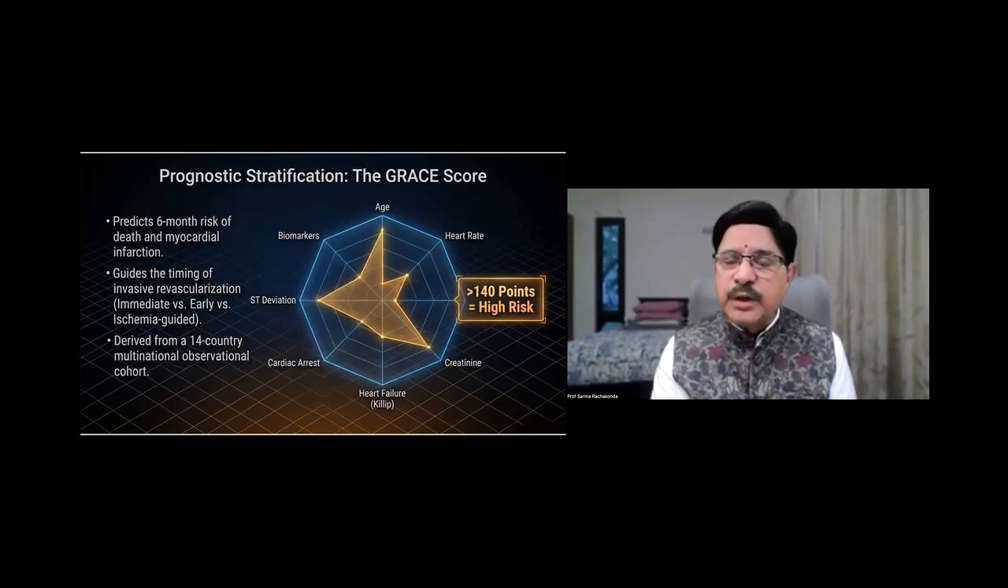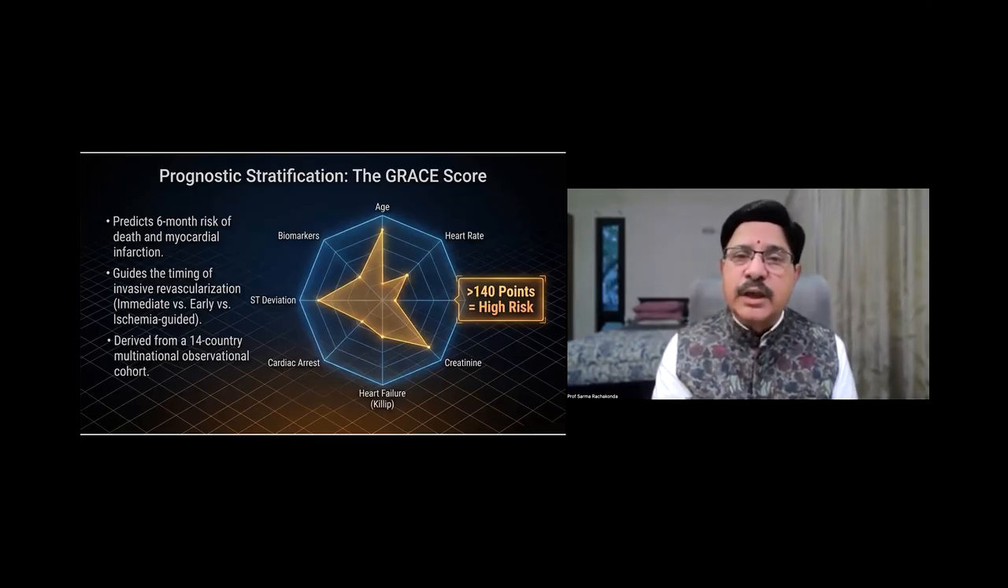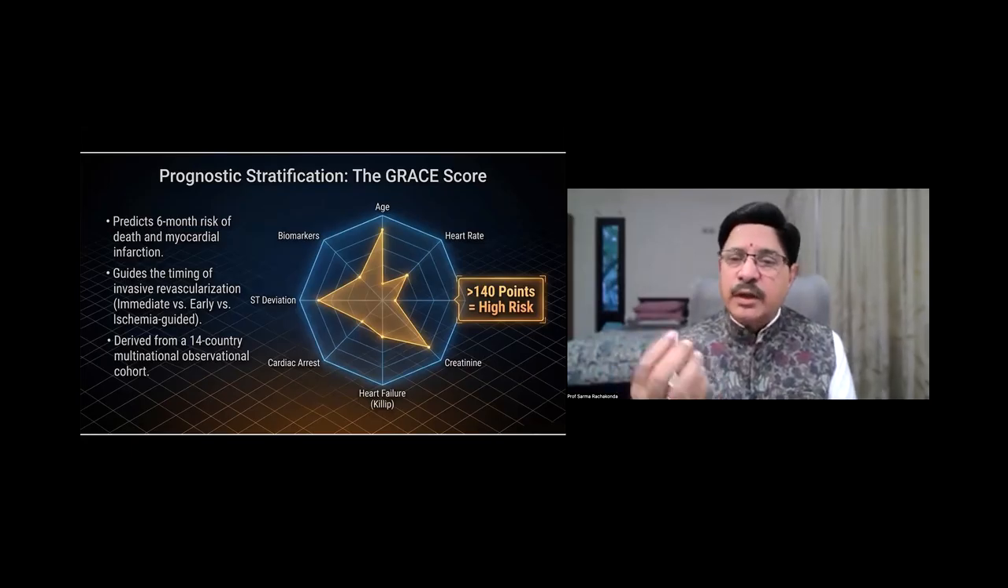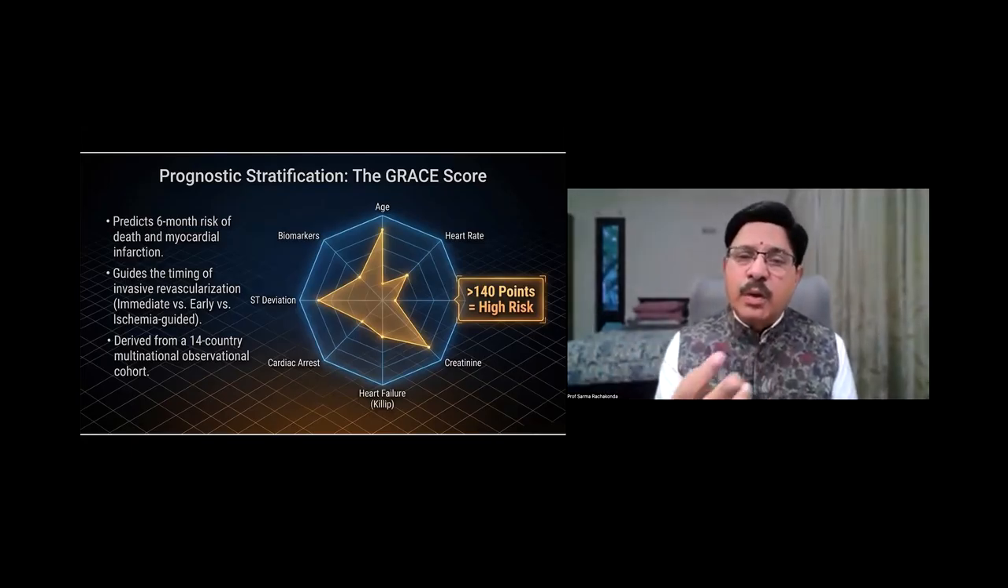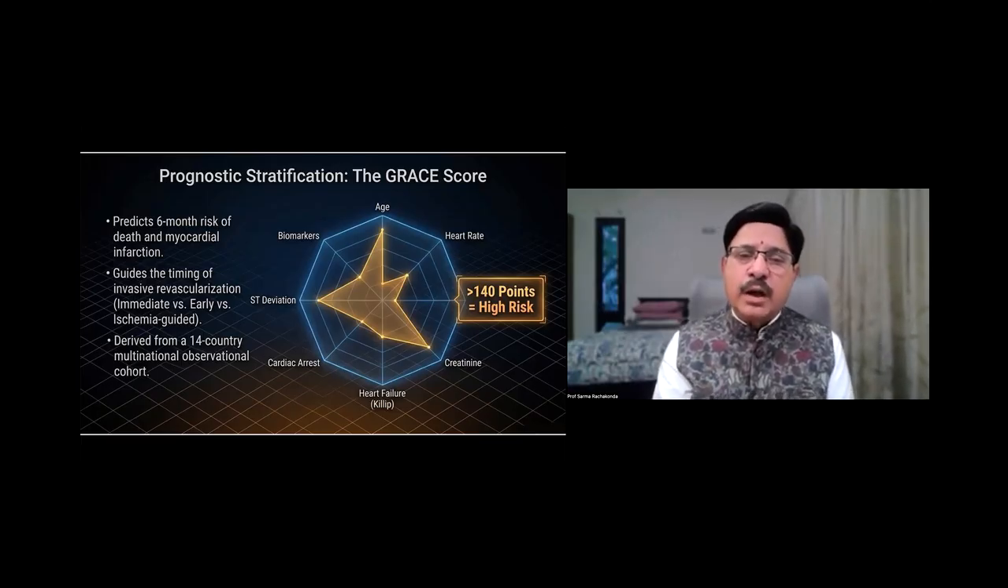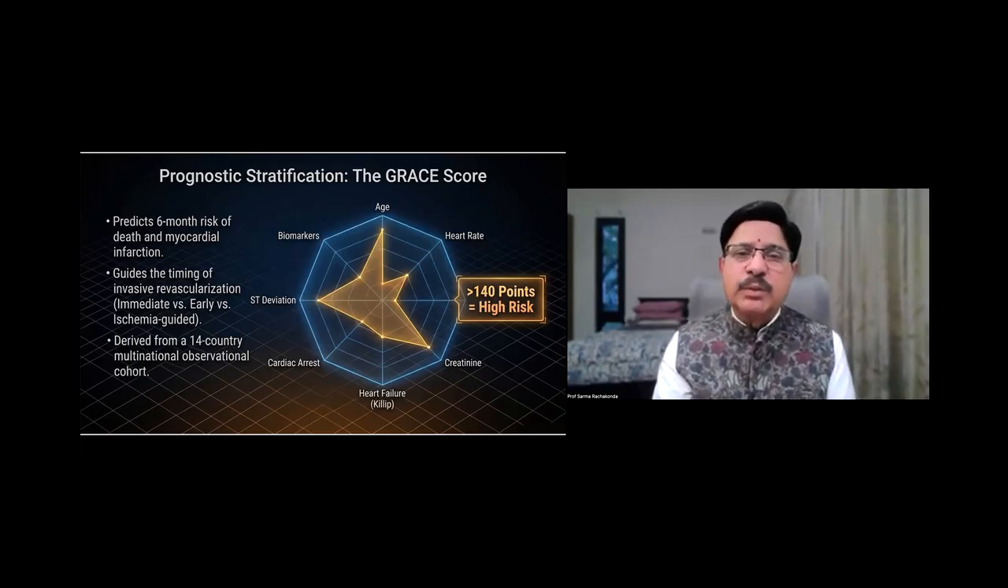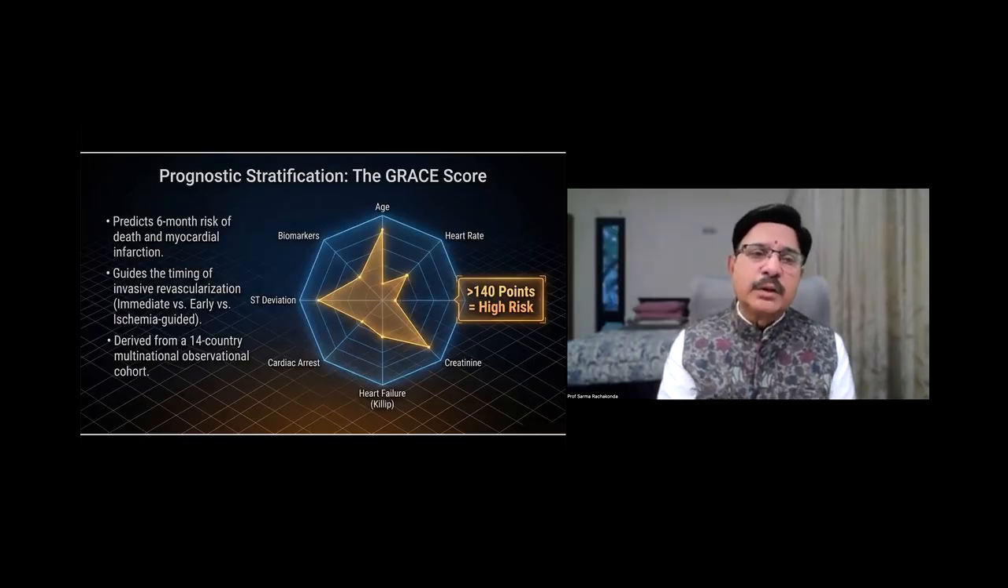How do these points come? This is a weighted scale. That means age has got certain weightage, heart rate has got certain weightage, and then creatinine like that. So how it works, I will show you at the end of the presentation. Heart score, GRACE score, syntax score, all 3 of them I will show. For the moment, you understand this is a weighted score based on 6 variables: age, heart rate, creatinine, heart failure, cardiac arrest, ST deviation, biomarker.